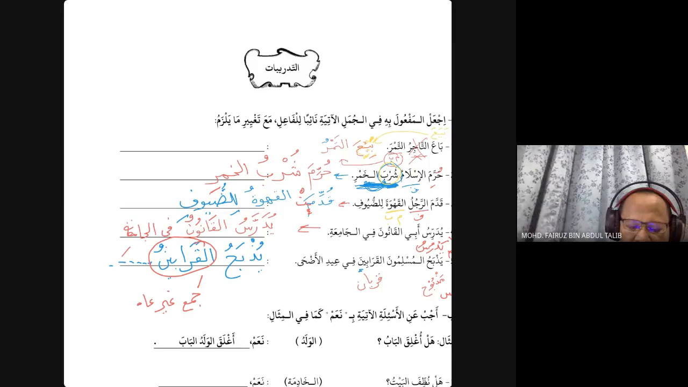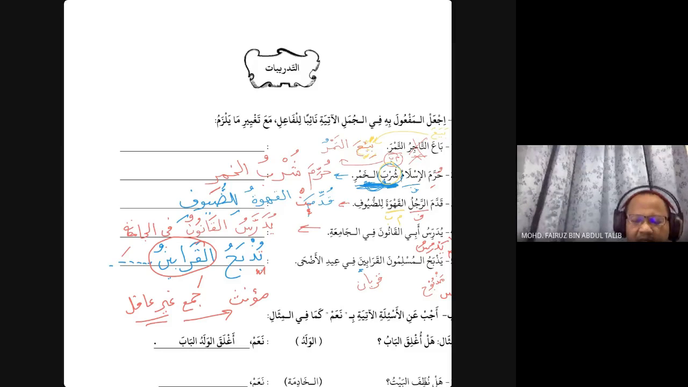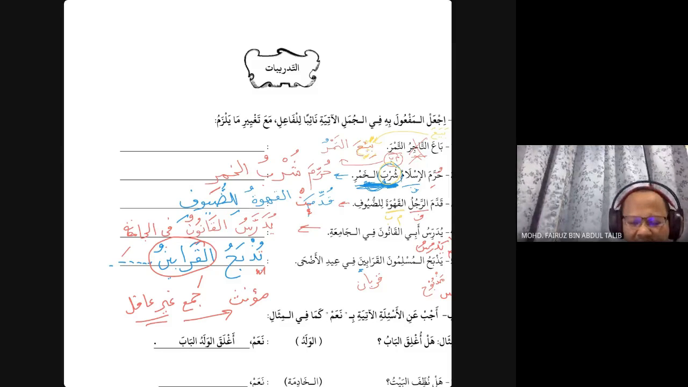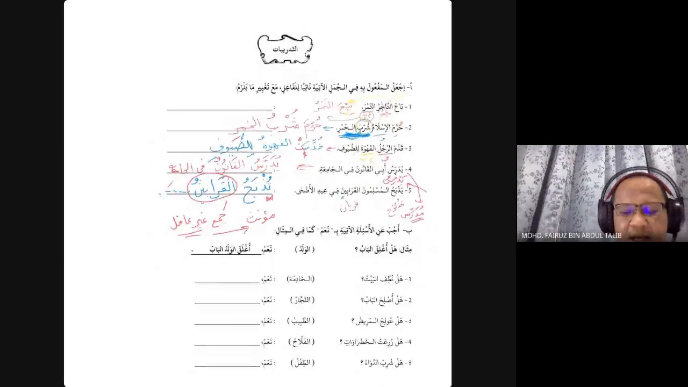This applies to all jama ghairu aqil. It doesn't matter whether it is jama taksir or jama muannas salim, as long as it is jama and ghairu aqil, we treat the word as muannas. So since this is muannas, what do you need to do to the word yuzbahu? You change to tuzbahu. That is how we match between the naibul fa'il and the fi'il. Tuzbahul qarabinu fi Eid al-Adha. That is the final answer. This is the first exercise. Any question for the first question?